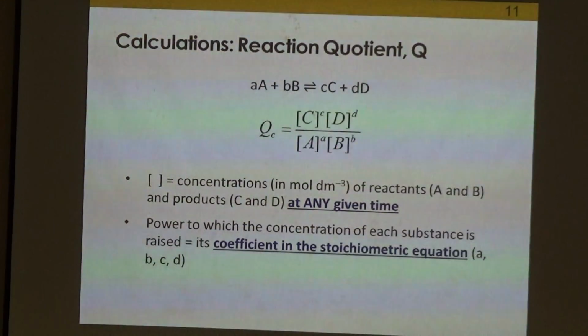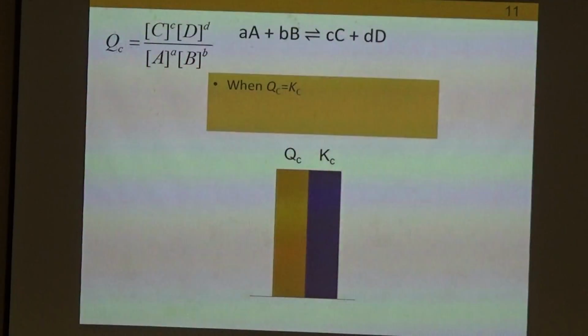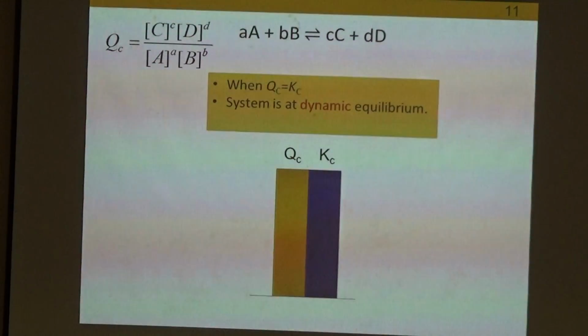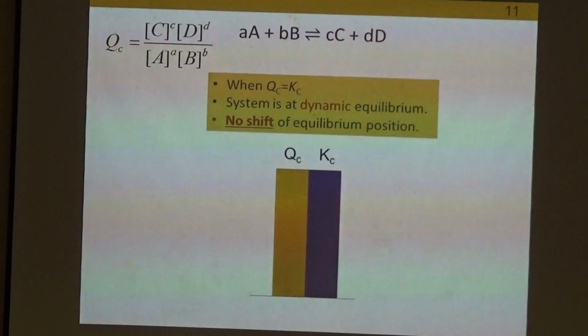Okay, so the way you calculate this is the same as for Kc. Now, I need you to pay attention to this because this is really new to you. The easiest situation is when Qc is equal to Kc. So this is an equilibrium. Okay? There's no shift of the equilibrium position.